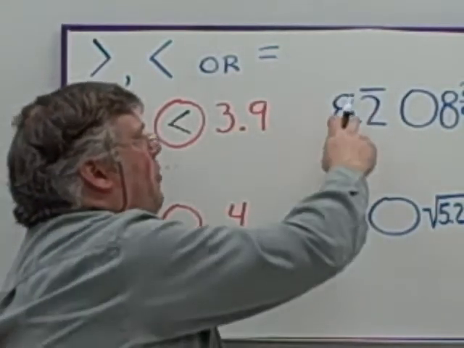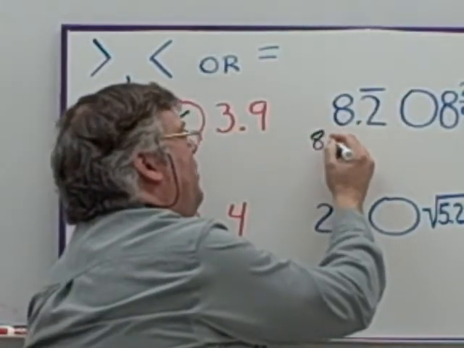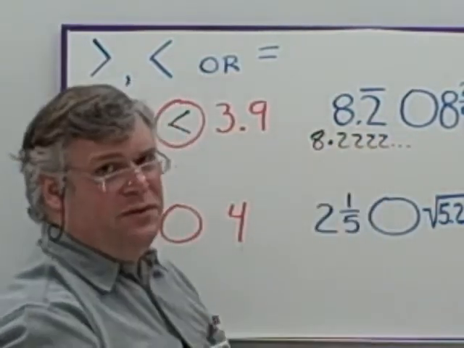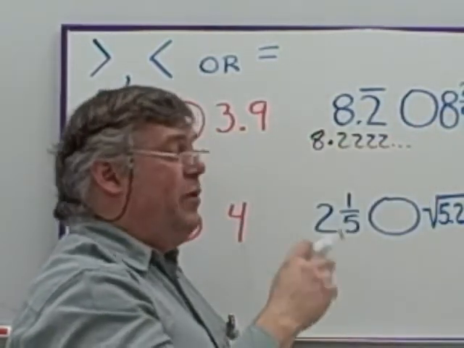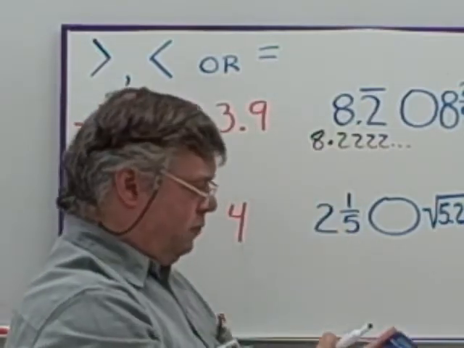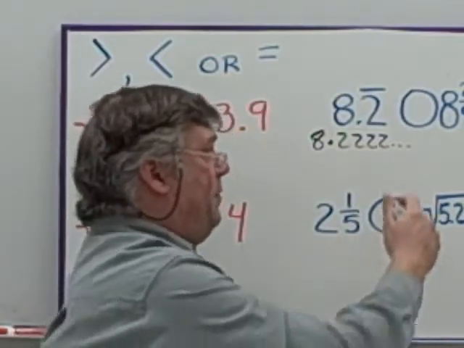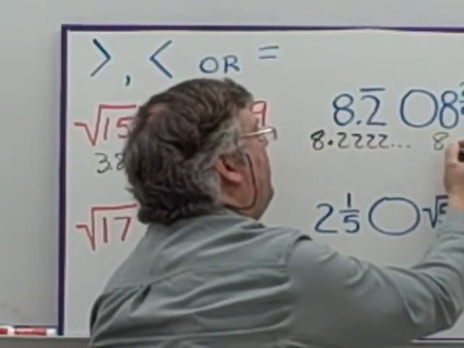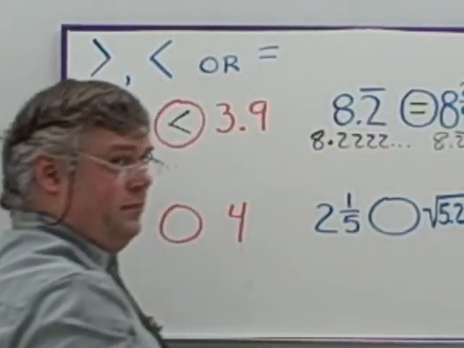Over here, we've got 8.2 repeating. Remember that bar means repeating, so this is actually 8.2222 dot dot dot. It keeps going as 8.2222222. Here we have 8 and 2/9. Well, we have to actually find out what the 2/9 is as a decimal in order to compare this. So we do 2 divided by 9, top divided by bottom to get the fraction value, and I get 0.2 repeating. So this is 8.2 repeating, which means that these two are equal.